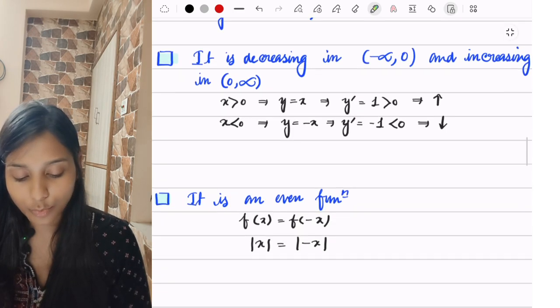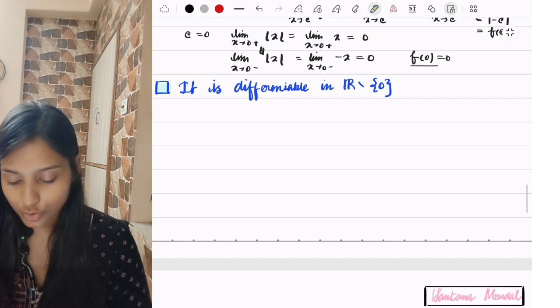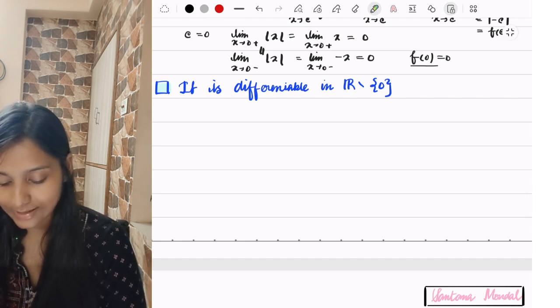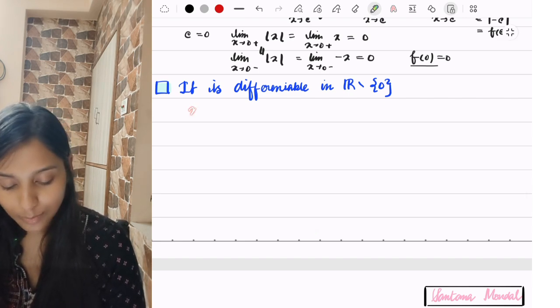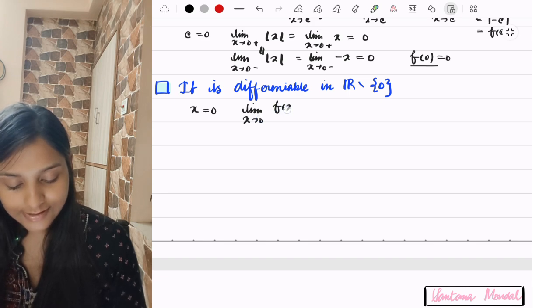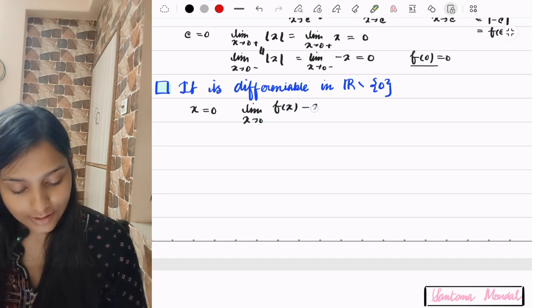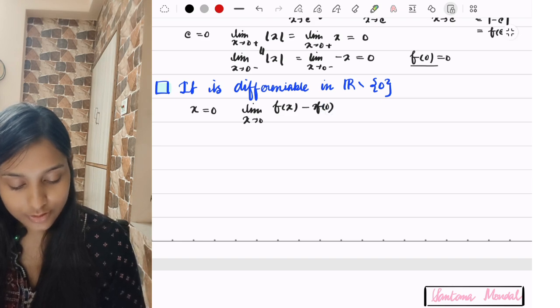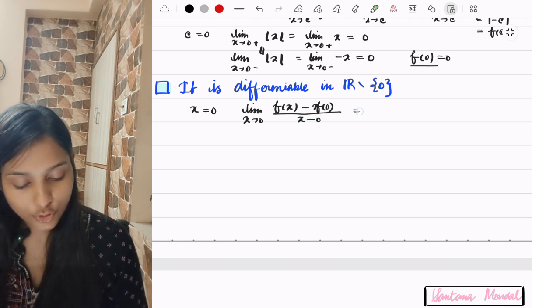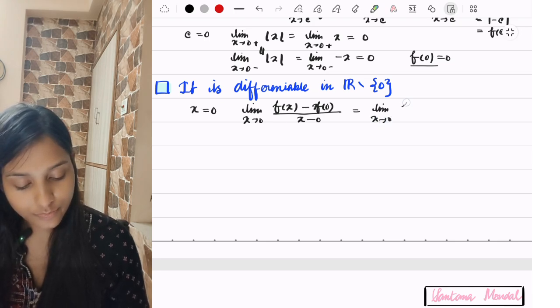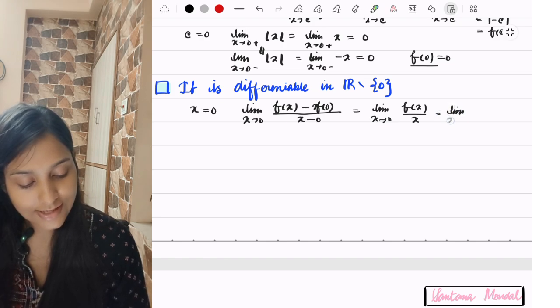So if we try to prove it, let us do it. What happens? Let us see. Suppose we consider the point x equals 0. So the limit as x tends to 0 of f(x) minus f of 0, divided by x minus 0. We have f of 0 is 0, so the limit as x tends to 0 of f(x) by x, and f(x) is mod x, so the limit as x tends to 0 of mod x by x.